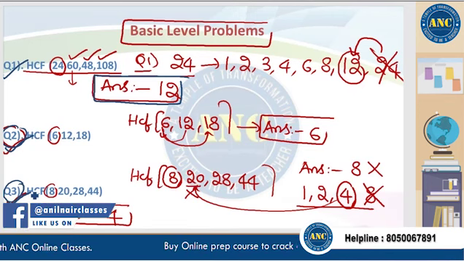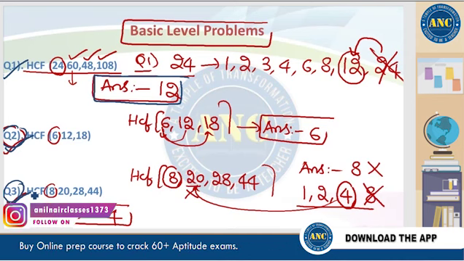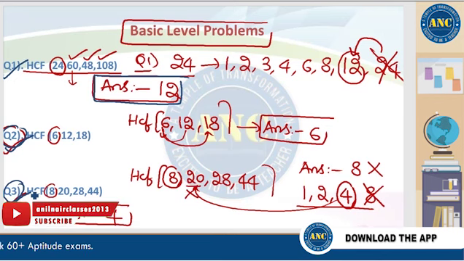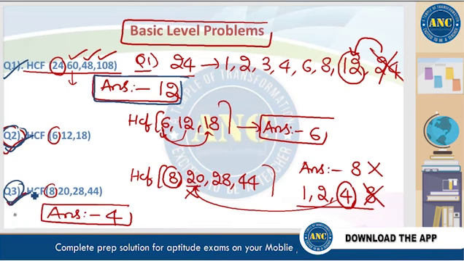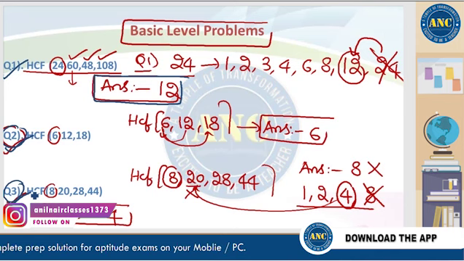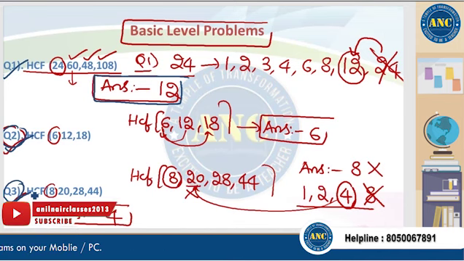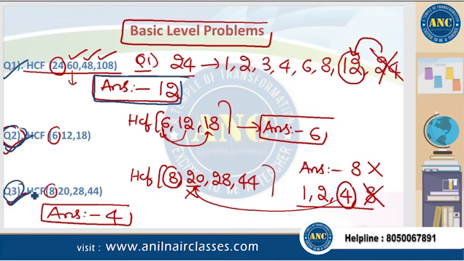Again, I am repeating it. The idea is very simple. Find the lowest number among the given numbers. Check whether the lowest number divides every other number. If the lowest number divides every other number, the lowest number is the HCF. If the lowest number is not dividing, then take all the factors of the lowest number. The largest factor which will divide every other number is the HCF. I hope the idea is clear.